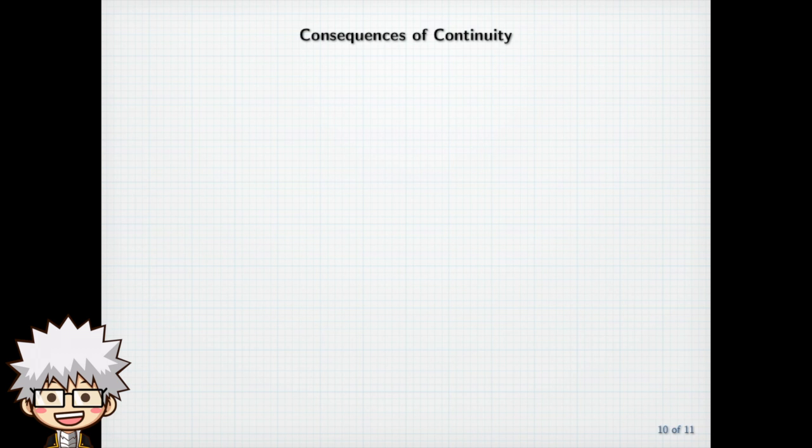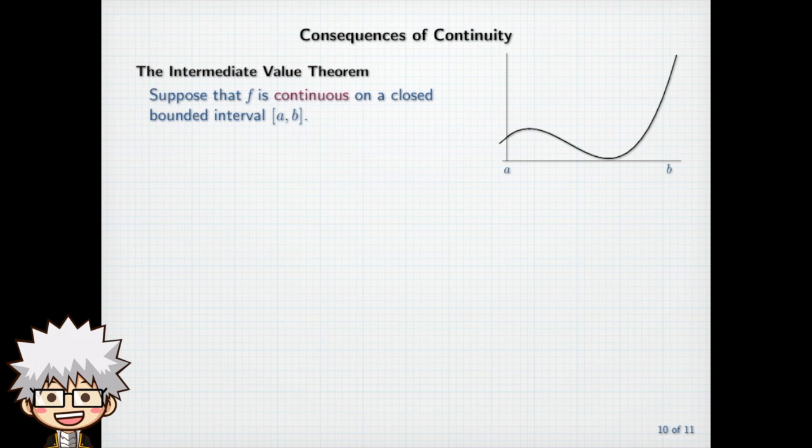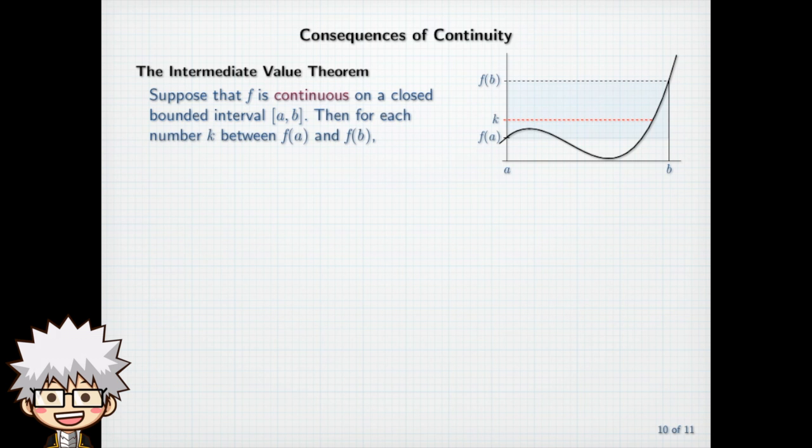We briefly mention here two consequences of continuity. First, the intermediate value theorem. Suppose that f is continuous on a closed bounded interval ab. Then for each number k between f of a and f of b, there exists a number c in the interval ab where f of c is equal to k. In other words, the function takes on every intermediate value between its endpoint values.